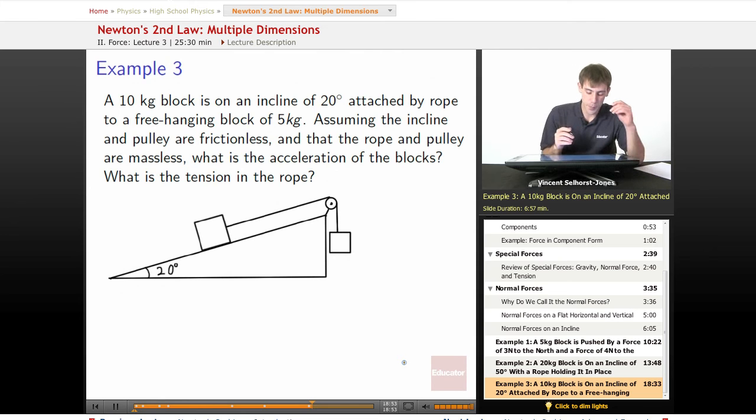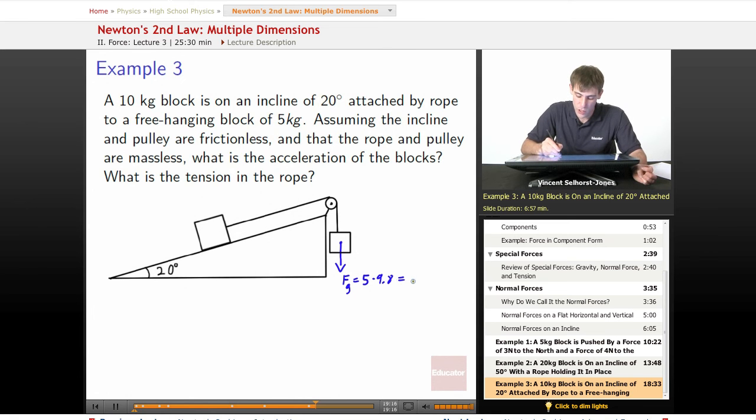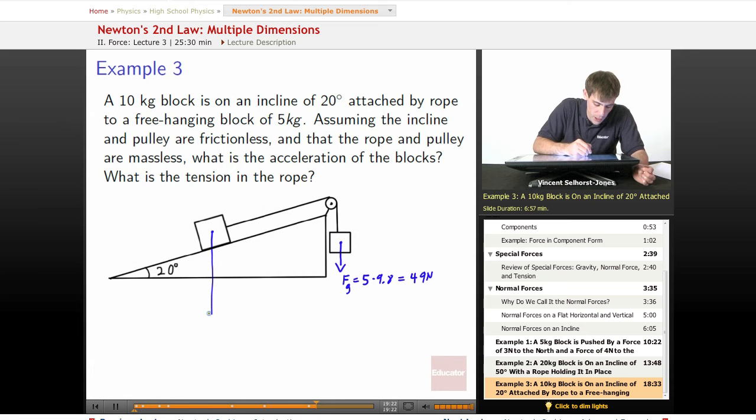So as we did before, we're going to want to look at this as a system. I think it'll be a lot easier to do as a system, although we could break it into the tensions and the gravities experienced by both blocks. This one doesn't have any normal force operating on it. It's just going to have the force of gravity, which is equal to 5 times 9.8, which is equal to 49 newtons. How much gravity does this one have operating on it? Well, its force of gravity is going to be equal to 10 times 9.8, or 98 newtons.